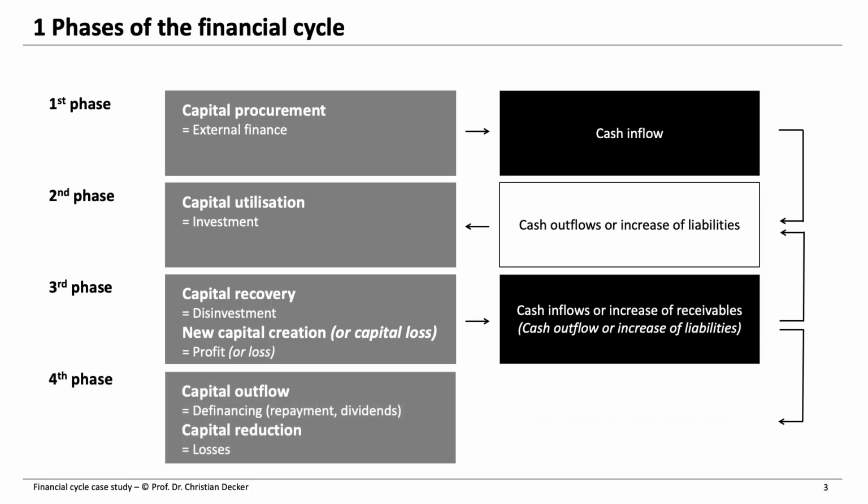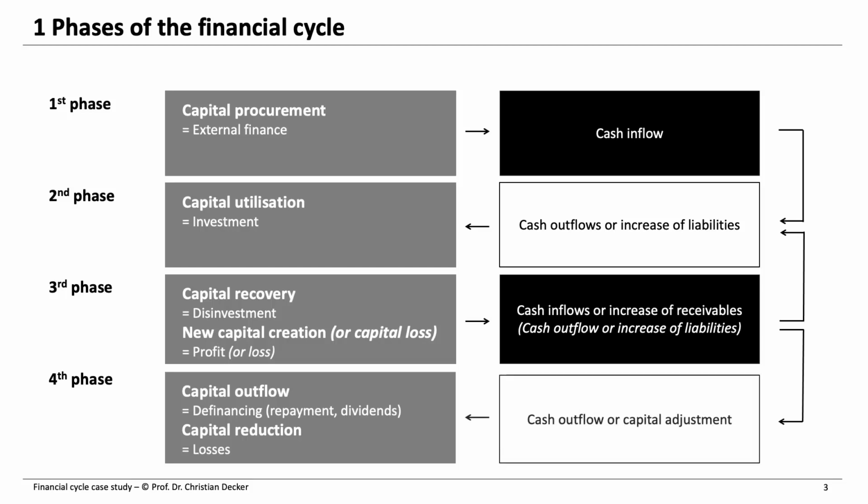The fourth phase is the phase of capital outflow, also called definancing, in the form of repayments and/or dividend payments. In financial terminology, this leads to cash outflows or, in case of losses, to a capital adjustment on the balance sheet.